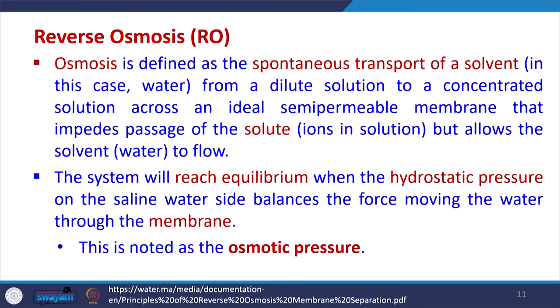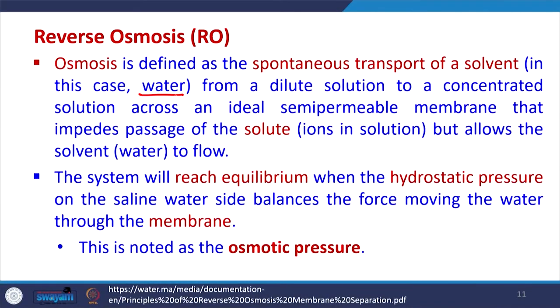Now, as pointed out earlier, reverse osmosis is very, very commonly used in wastewater treatment, and it is used in industry as well as in the small water treatment units which are installed in households. So, what is reverse osmosis? What are its details? Now, we are going to study reverse osmosis in more detail. Reverse osmosis is the opposite of osmosis, so let us first understand osmosis and then we will understand reverse osmosis.